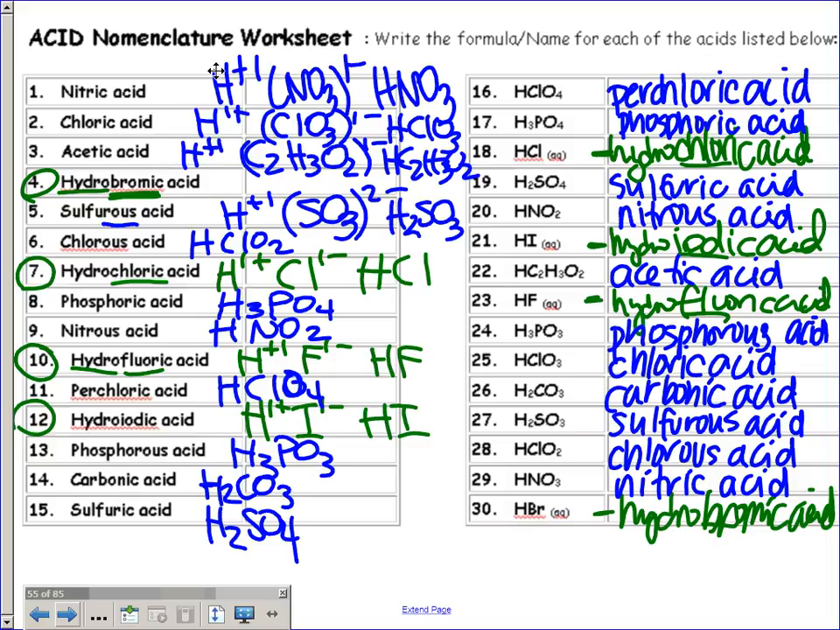All right, after you finish these and after you feel comfortable with acids, I want you to get your problem set and finish your acids. And then we'll try to review one or two problems.